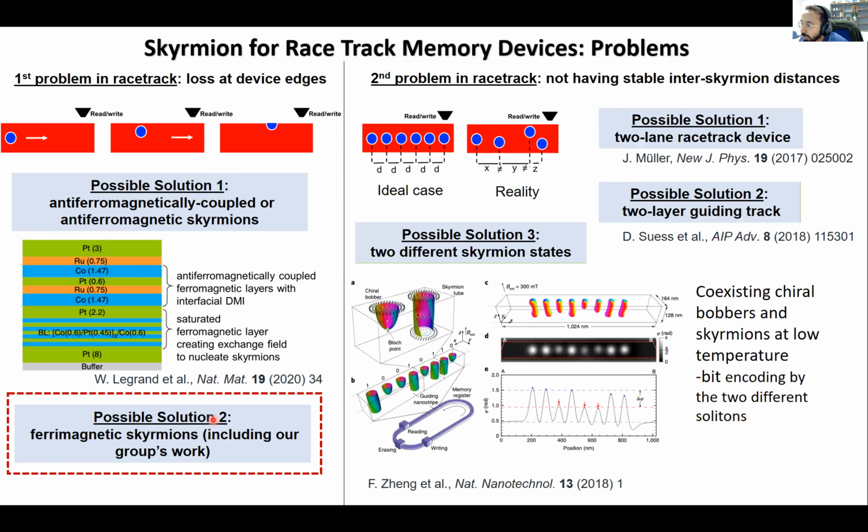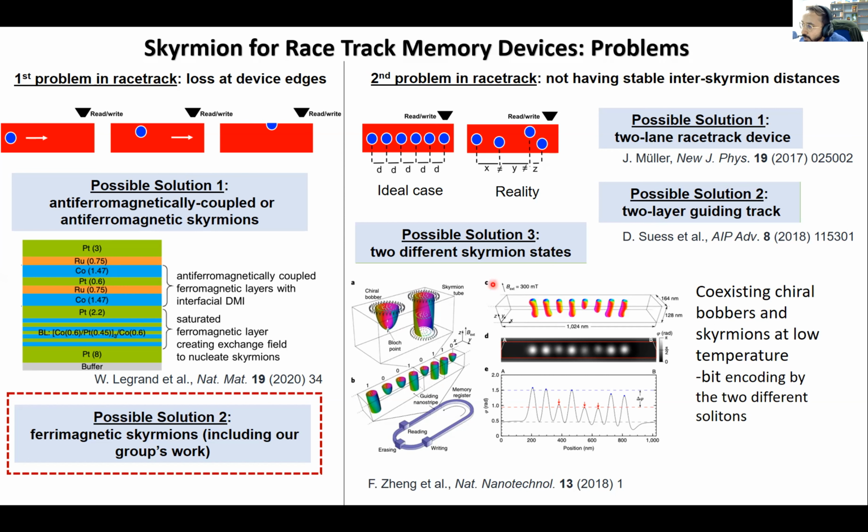The second problem is the distance between the skyrmions that I mentioned. And again there are different solutions proposed for it. Here you can see one theory paper proposed 2-lane racetrack devices. The second solution was proposed in this paper, where a 2-layer guided track was proposed, and the third solution was to have two different skyrmion states.